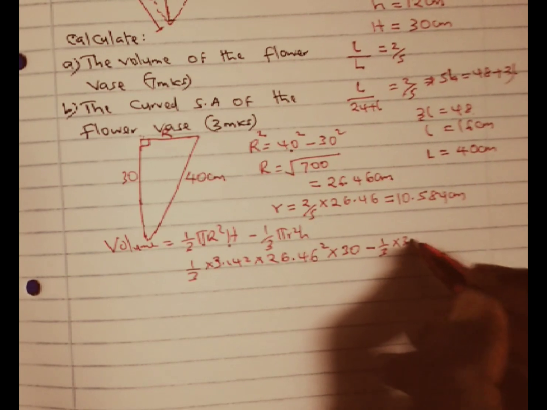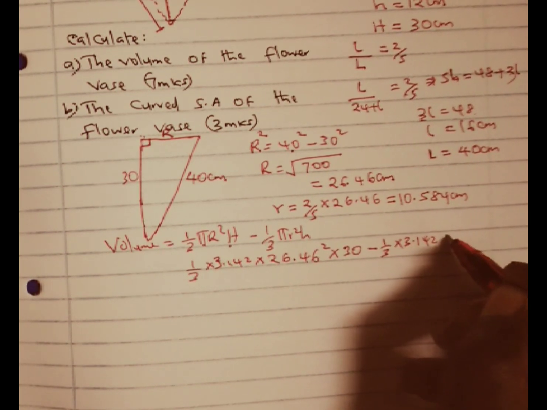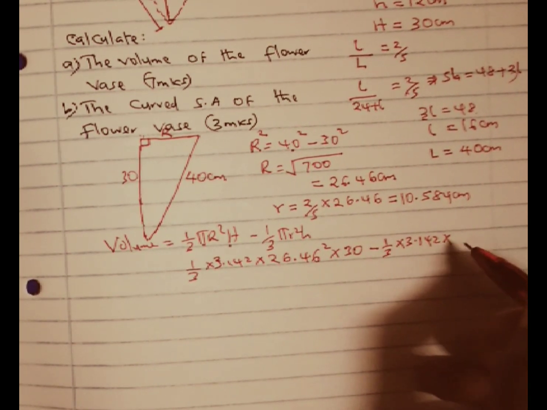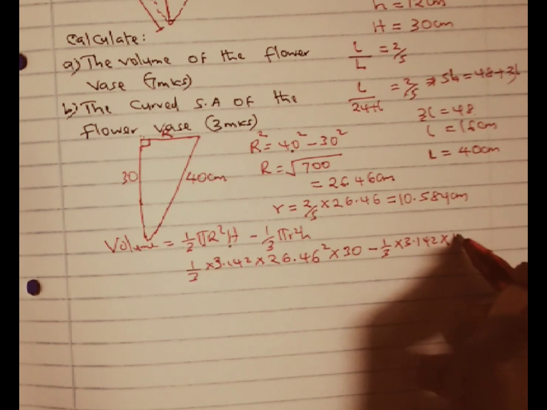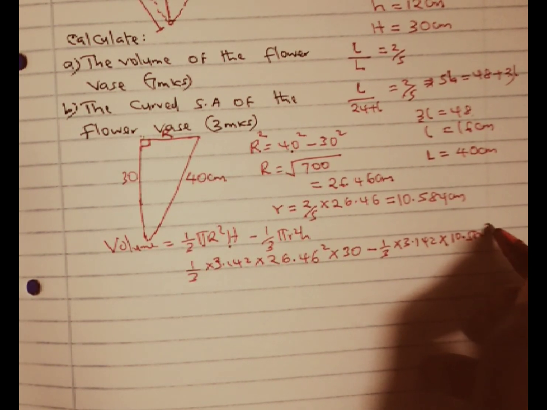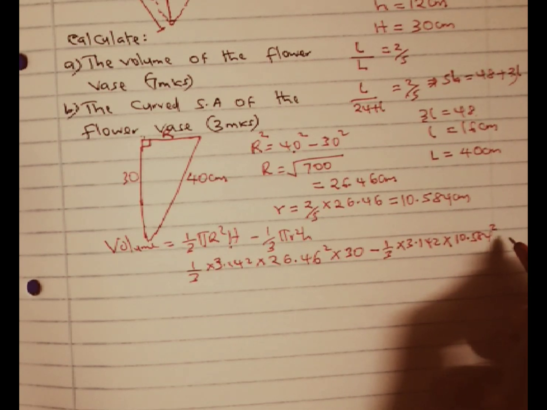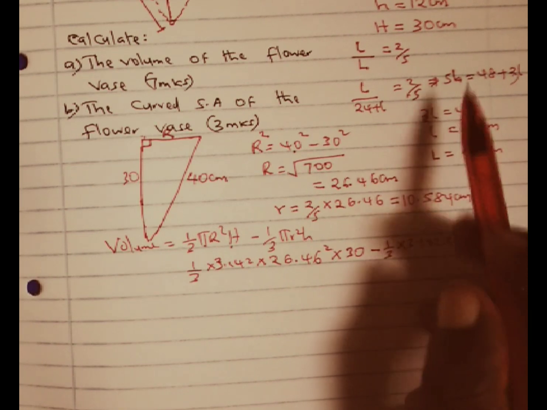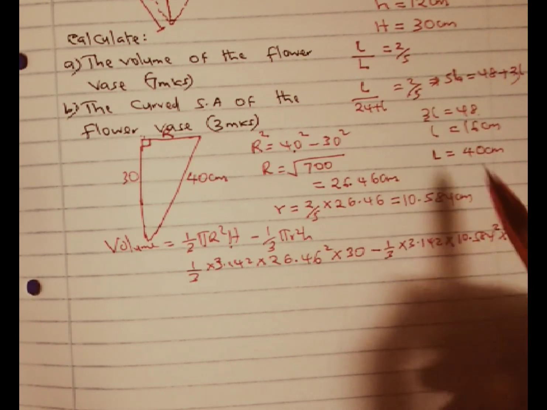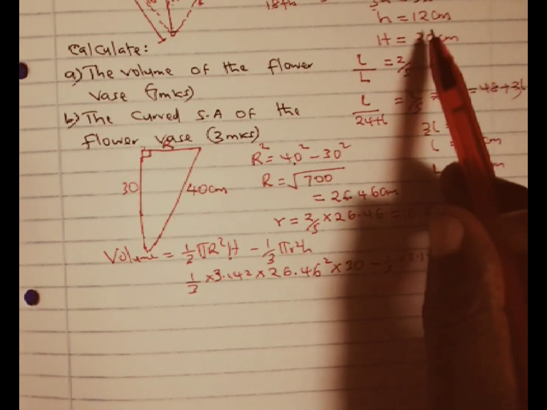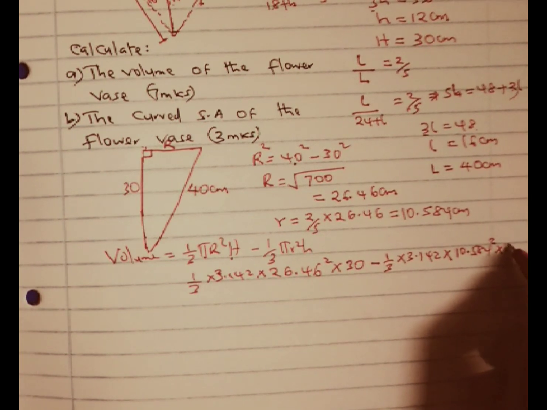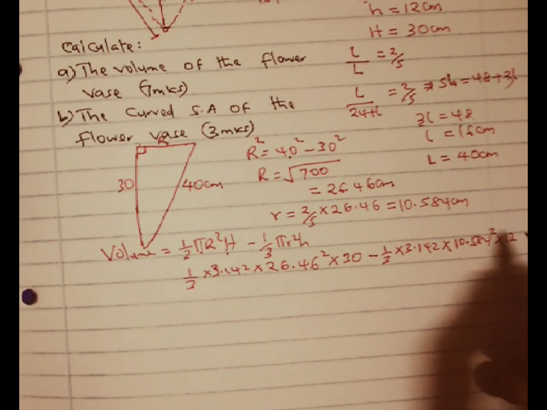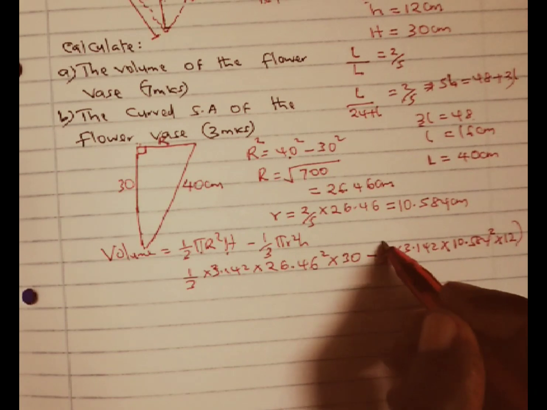The smaller cone is a third. We multiply by pi, which is 3.142, multiplied by the smaller radius, which is 10.584 squared. Then we multiply by the smaller height, and the height of the smaller cone was calculated as 12 centimeters. Having done that, now we are good to go.